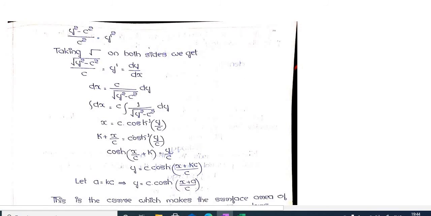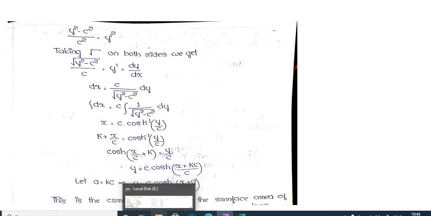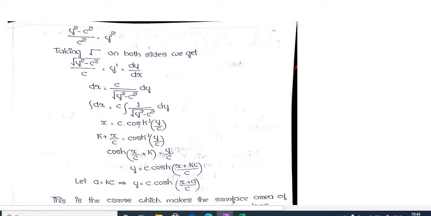So now variables are separable. Dx goes to that side. C goes to the numerator, and this numerator becomes the denominator. Take integration. C is constant. Integration of dx is x. This is the direct formula for cos h inverse of y by c. So next, this is the integrating constant k. Cos h inverse goes to this side as cos h. Y by c as it is. Y equal to c into this quantity.